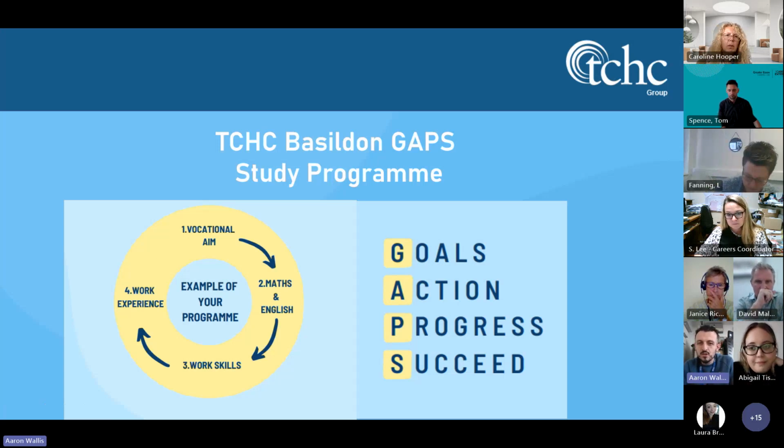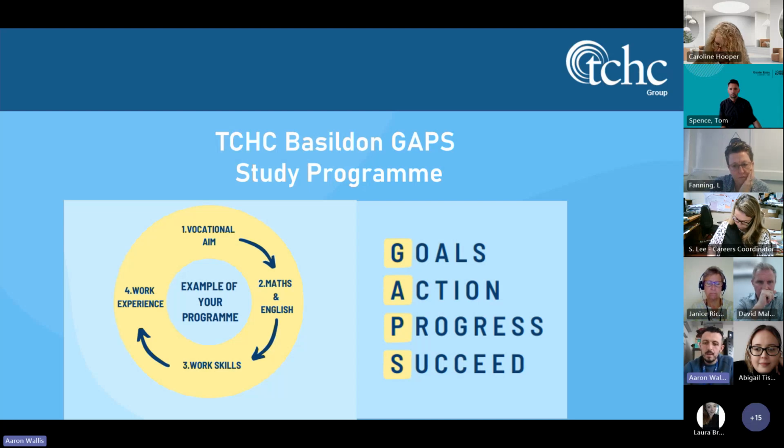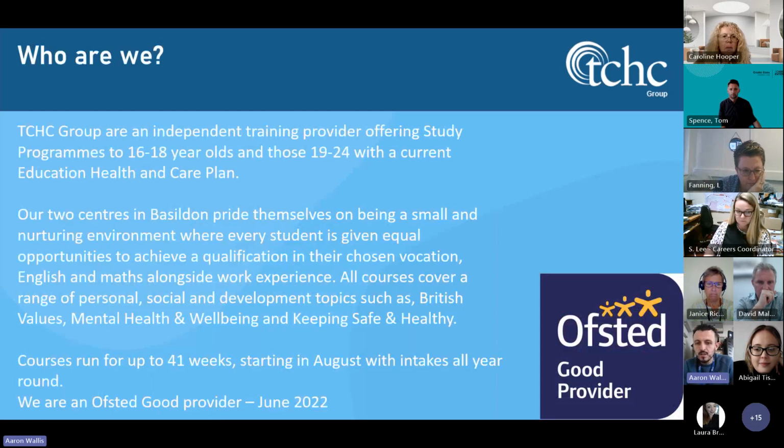Okay. So TCHC Basildon, also known as GAPS for a lot of people at the moment. My job at the moment is to try to get TCHC's name out there. So we're quite new to Basildon, and we're offering study programs for 16 to 18-year-olds. Just to give you a bit of an overview on who TCHC are, we are focusing on 16 to 18-year-olds, but also the 19 to 24 category if they have a current education, health and care plan.